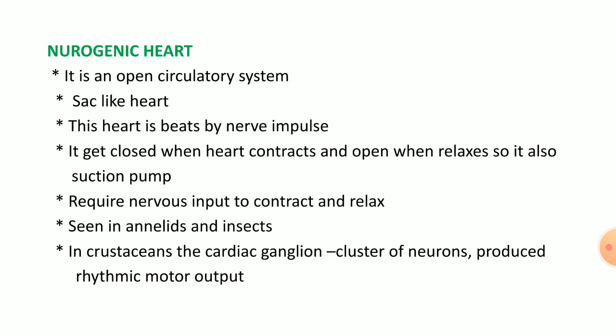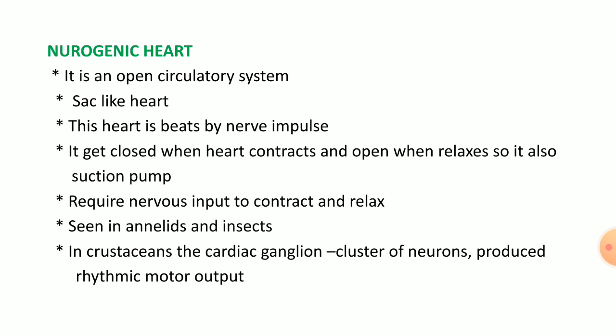Then neurogenic heart. It is an open circulatory system. Open circulatory system means there are no blood vessels. It acts like a heart. This heart beats by nerve impulses. The heartbeat also depends on their nerve impulse. It gets closed when the heart contracts and opens when relaxed, so it is also called a suction pump.